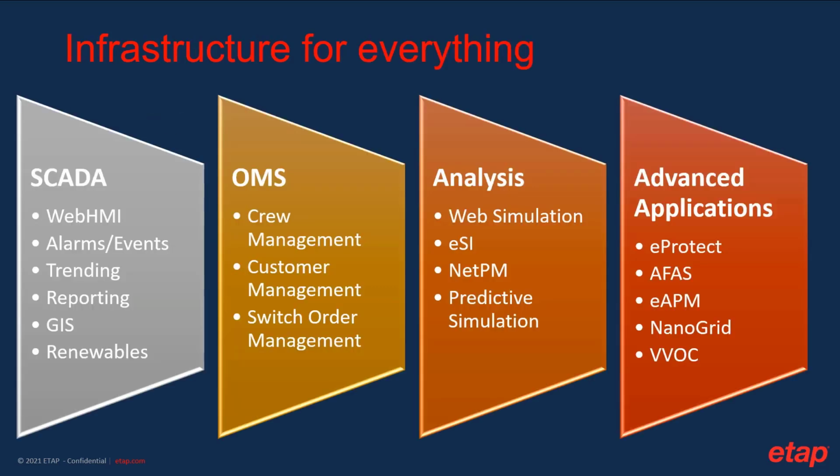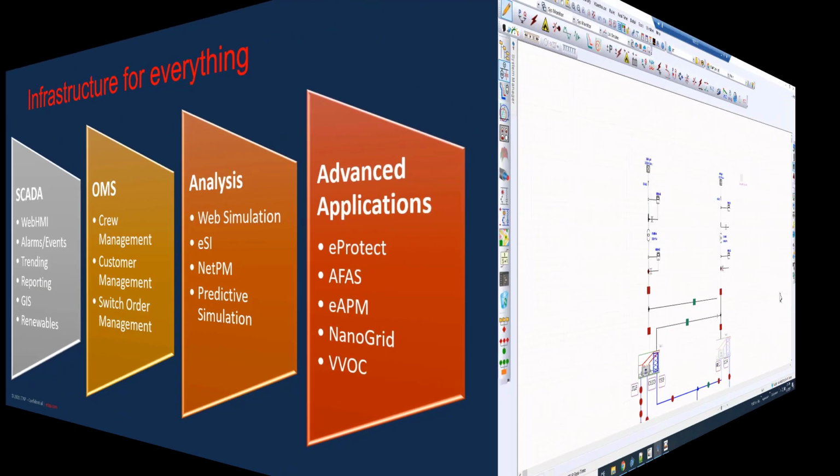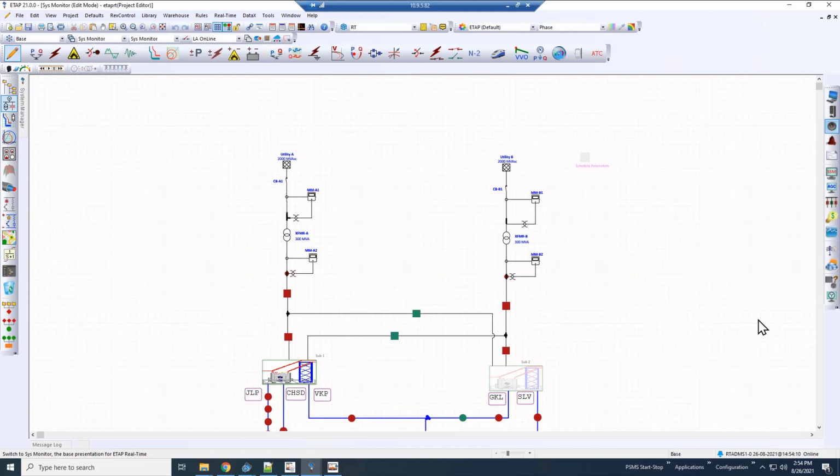Here are some of the products which are leveraging the eWeb interface, from SCADA to OMS to analysis and advanced applications. Now I'd like to go through a quick demo of the software in action. Here you can see the standard ETAP product, which is used for planning and analysis. Here you can see all of our studies that we can run against this electrical model. And this is typically the starting point for our web applications.